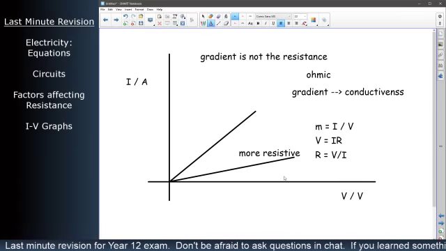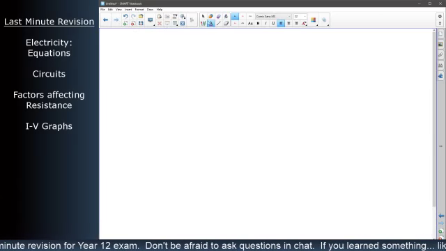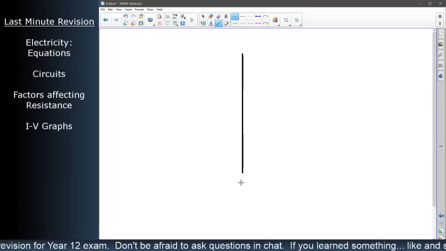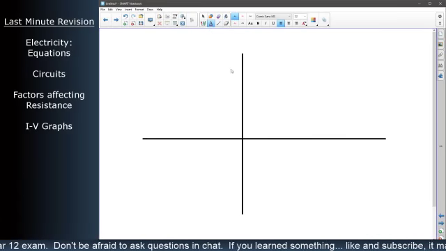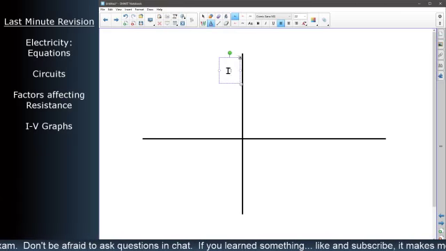For double award, it's just the one graph that you really need to get onto, which is this one here. That if you have a filament light bulb, so that's the standard old style light bulb.